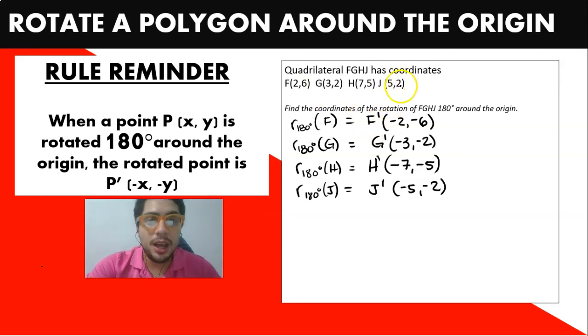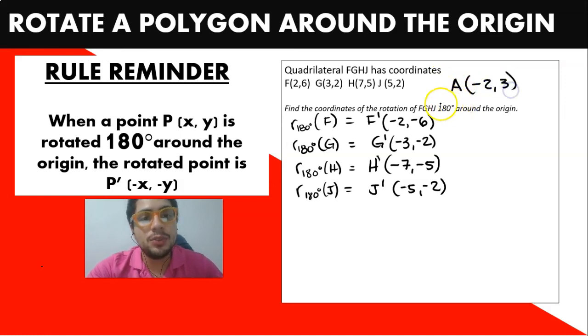If we had another point, let's say we call it point A, which was minus 2 comma 3, then the rotation of 180 degrees would have been 2 comma minus 3, because we have to change both signs.